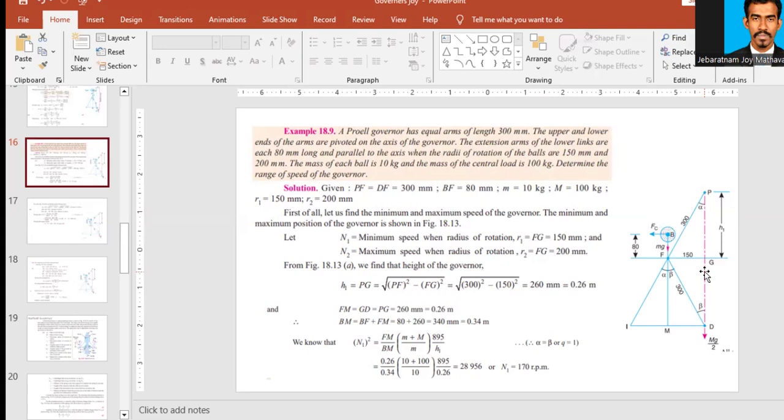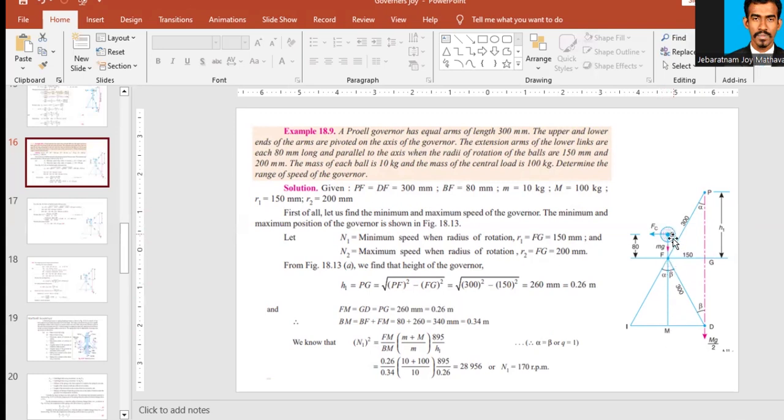So FM, right here, this is FM, equal to GD, equal to PG, which is equal to 260. Why? This arm and this arm are equal, therefore this length and this length should be equal. PG, GD and FM, these all are equal, so that is 260 millimeter, that is 0.26 meter. Therefore, now we can find BM.